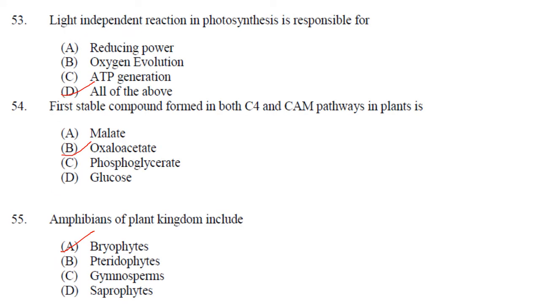The next one. Light independent reaction in photosynthesis is responsible for reducing power in NADPH, oxygen evolution, ATP generation... So answer is all of the above. Then first stable compound formed in both C4 and CAM pathways in plants. In both the plants, PEP carboxylase enzyme acts on the carbon dioxide acceptor and forms oxaloacetate, which is the first stable compound. So answer is option B.